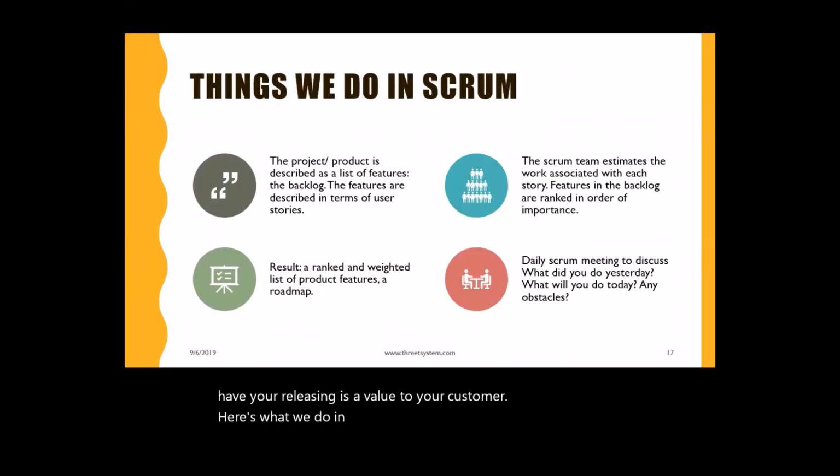Here's what we do in Scrum. A, the project and product is described as a list of features in the backlog. The features are described in terms of user stories. Here's what we want to get done, and here's what the user wants to happen when they click on button A. So you go and you create a list of requirements that go in your backlog. They're prioritized, the results are ranked and weighted, and then you have a list of your features that creates your roadmap. Then you're going to estimate that work. You're going to take each requirement and say, this is going to take about an hour, or it's going to take about 2 hours. And what you do is you actually give these points. And the way to manage your requirements and your backlog is through daily Scrum meetings. And we'll talk about that a little bit in our next slides.